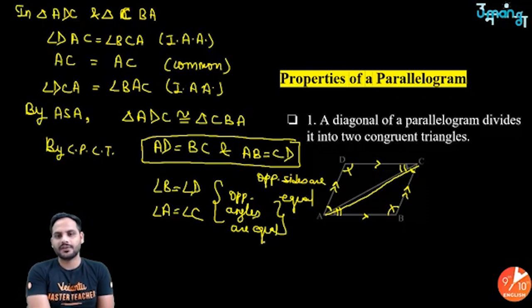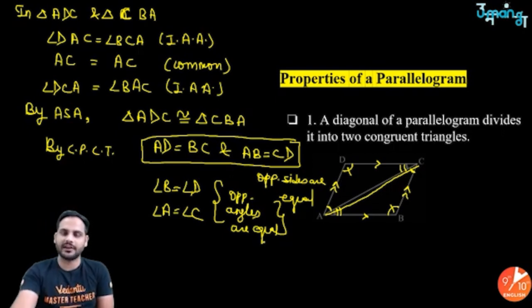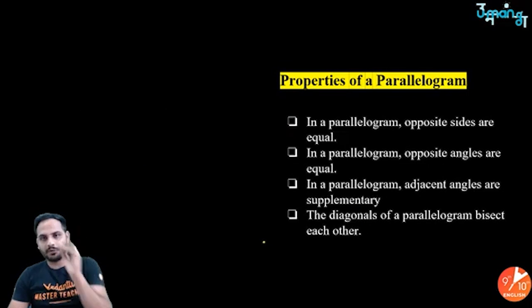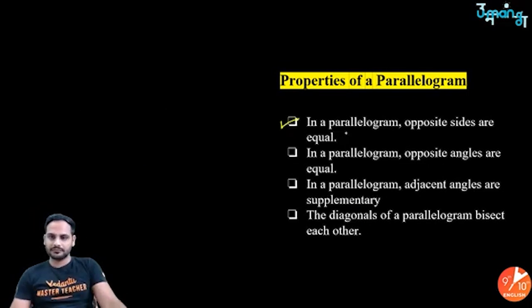Got it? So this is how you will get the proof for opposite sides are equal and opposite angles are equal for a parallelogram. Okay, so the properties of parallelogram are: opposite sides are equal, we have proved it. Opposite angles are equal, we have proved it. Then adjacent angles are supplementary.